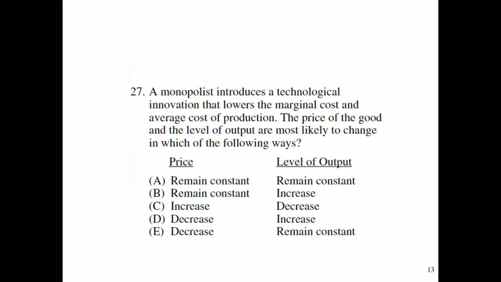A monopolist introduces a technological innovation that lowers the marginal cost and average cost of production. The price of the good and the level of output are most likely to change in which of the following ways? I'll give you a minute to look at this.